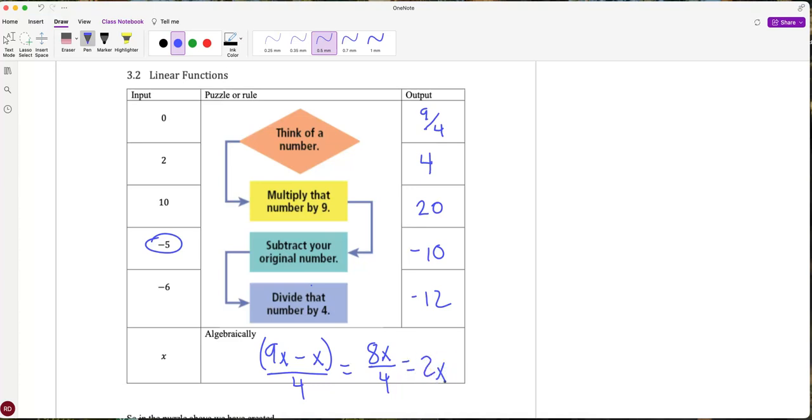And then I made a mistake here. This original number is 0. Multiply that by 9, you get 0. Subtract 0, you get 0. Divide by 4, and you get 0. So a mistake on that one.